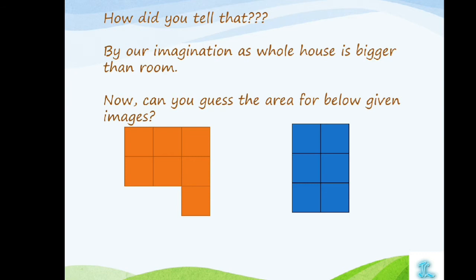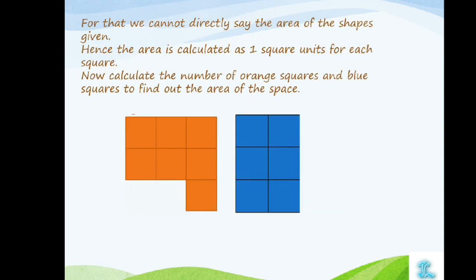Now, how did you tell that? By our imagination, as the whole house is bigger than the room. Now you guess the area for the images given below. Two different shapes are given for you, and they are asking you to find the area. So let's see how to find the area. We cannot directly say the area of the shapes. Hence, the area is calculated as 1 square unit for each square. Just before, we have seen that area is calculated in square units, and 1 square is equal to 1 square centimeter.